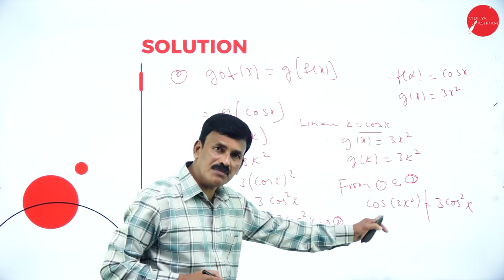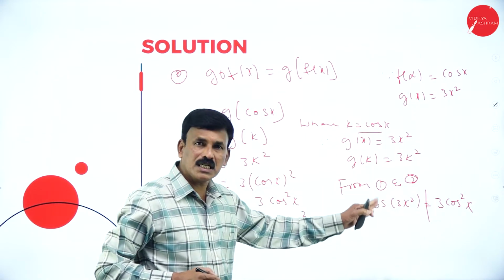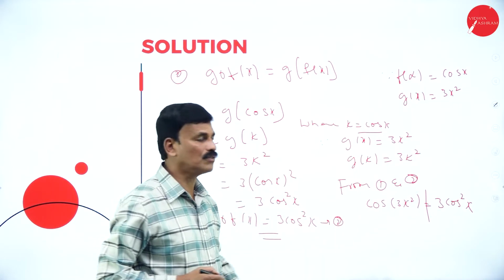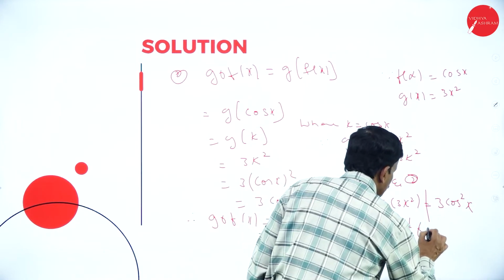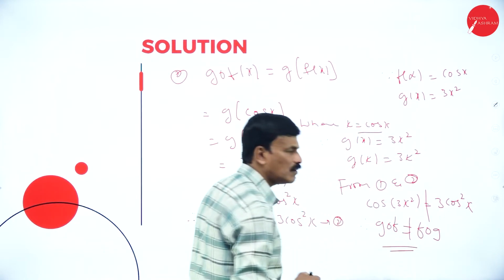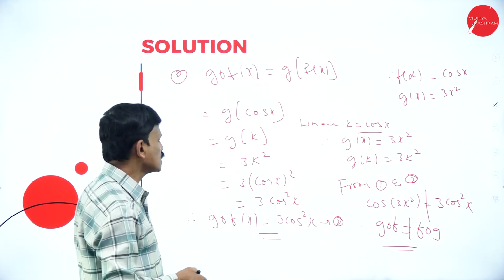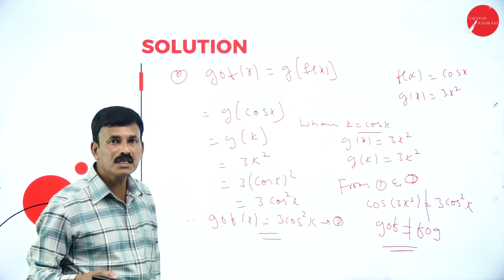Cos of 3 times x square, and another one is 3 times cos square x. They are not equal. So what do you say? Therefore, g naught f is not equal to f naught g. The compositions gof and fog are not equal in this case. That's it. If you do this much, you will get 7 marks.